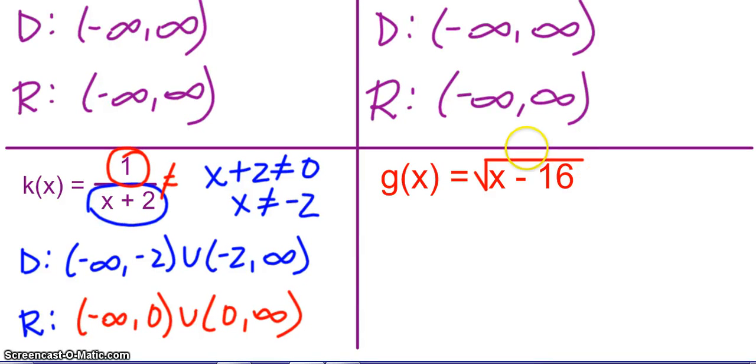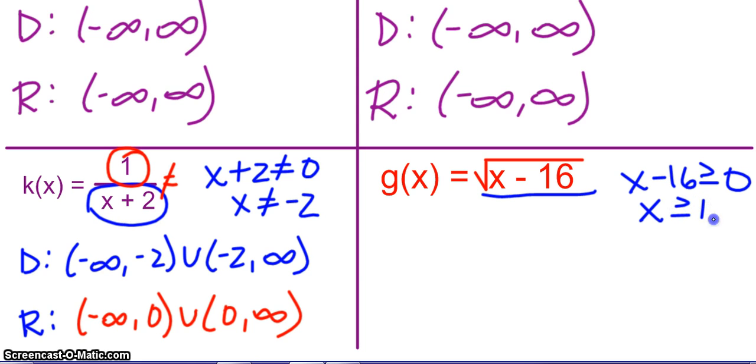The last one then is another square root function. We talked about whatever is underneath this square root has to be greater than or equal to 0, otherwise you will not get a real answer back. So that means that x itself has to be greater than or equal to 16. So to write that, 16 to infinity.